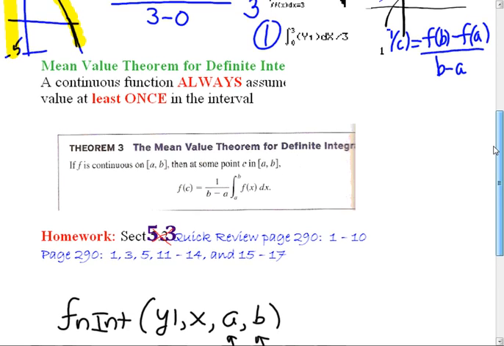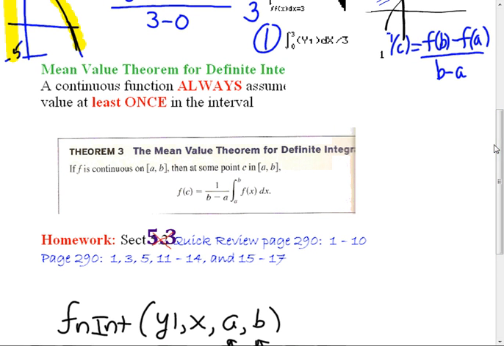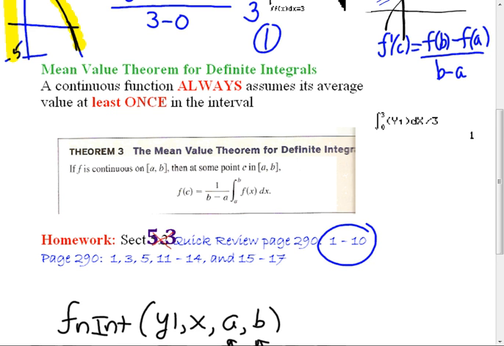Okay, mean value theorem for definite intervals. Always assume it's an average value at least once in the interval. Now there's the assignment. Don't forget to do the quick review. And those are the problems. It's not that bad of an assignment.